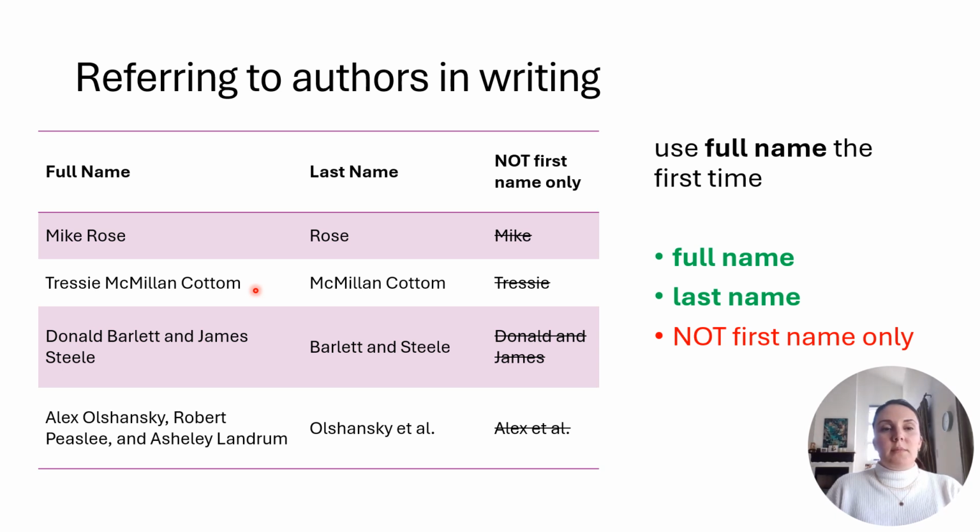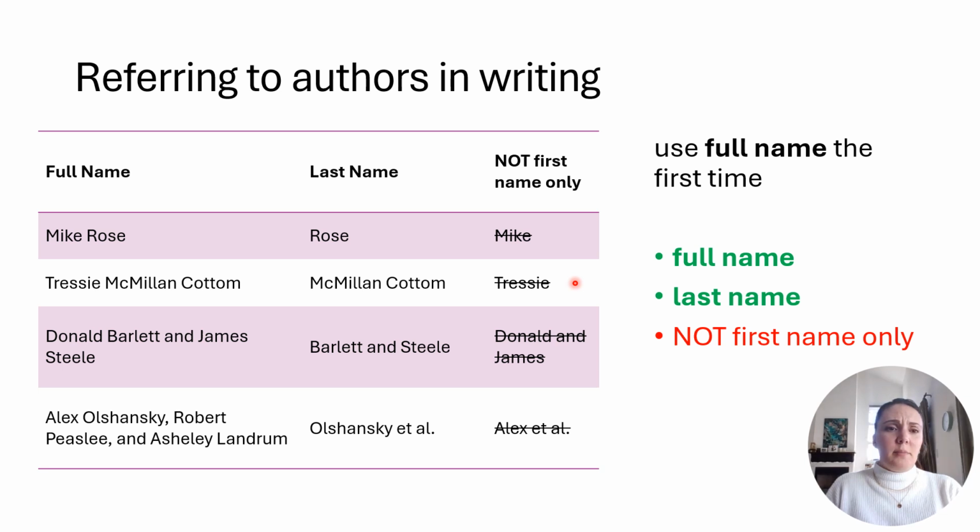Let's look at an example with somebody who has two last names. So Tressie McMillan Cottom, she has two last names. The first time I refer to her, I use her full name. And then after that, when I only use her last name, I'll use both of her last names, McMillan Cottom, and I'll never refer to her by her first name, only Tressie.